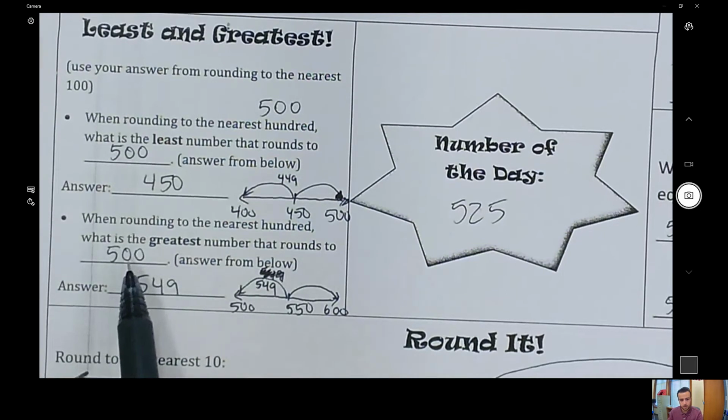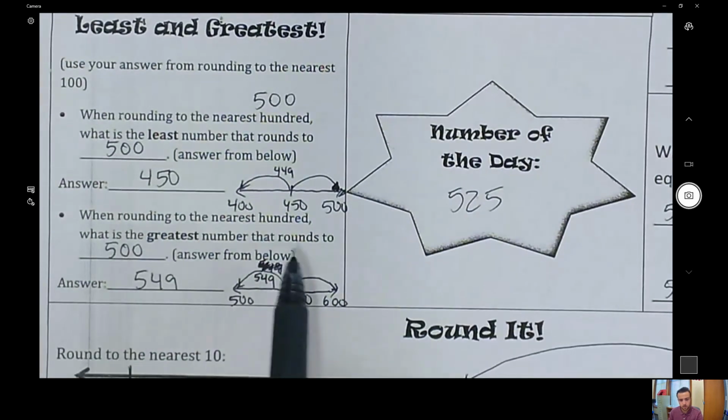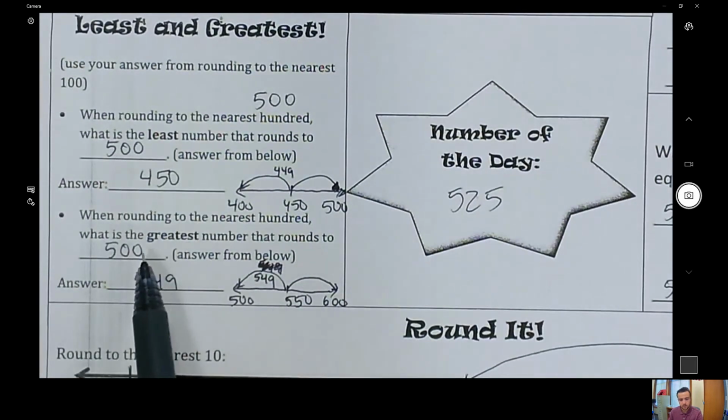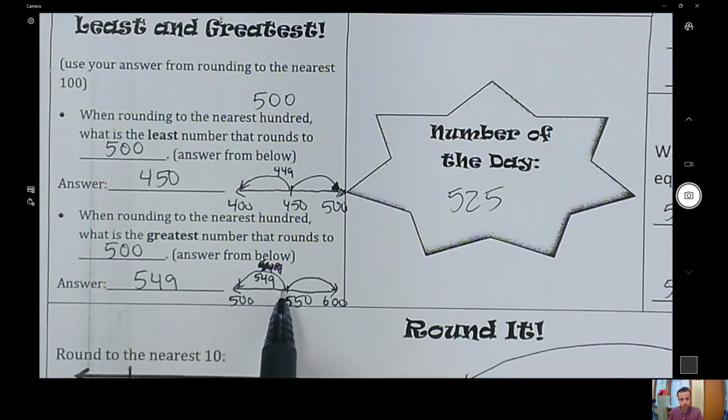Now using 500 again right here, when rounding to the nearest 100, what is the greatest number that rounds to 500? Well, this is going to be greater than 500 and round down to 500. I draw my number line again. I have 500 there, 600 there. I put 550 in the middle, and I know that 550 and above goes up. So 549 and below goes down. So 549 would be my answer because that's the greatest number that rounds to 500. Because if I go to 550, it rounds to 600 and it doesn't round to 500.